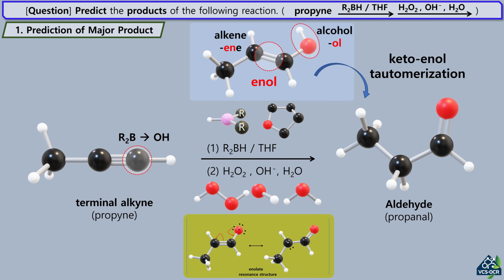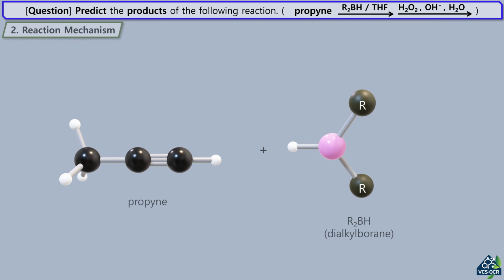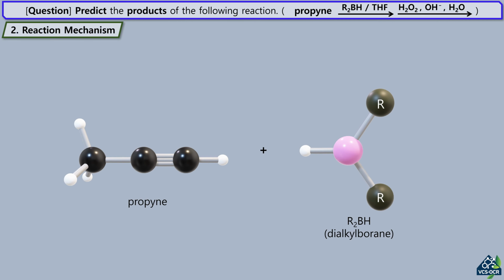Note: under basic conditions, the intermediate briefly exists as an enolate-like species, which collapses quickly to the aldehyde upon protonation. The mechanism is divided into the hydroboration stage and the oxidation-tautomerization stage. We will follow the transformation chronologically.